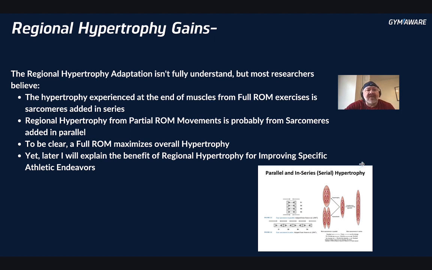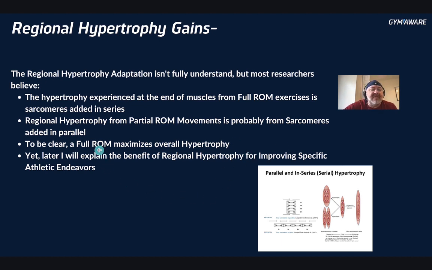All right, let's talk about regional hypertrophy gains. The regional hypertrophy adaptation isn't fully understood, but most researchers believe that hypertrophy experienced at the end of muscles from full range of motion exercises is likely sarcomeres being added in series, which I've already kind of alluded to. Regional hypertrophy from partial range of motion movements is probably from sarcomeres being added in parallel. So you get stronger at the shorter range of motions because it optimizes the length-tension relationship of the sarcomeres.